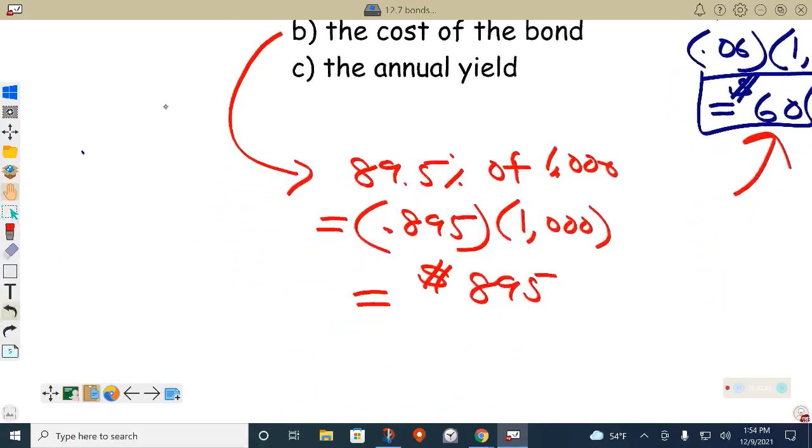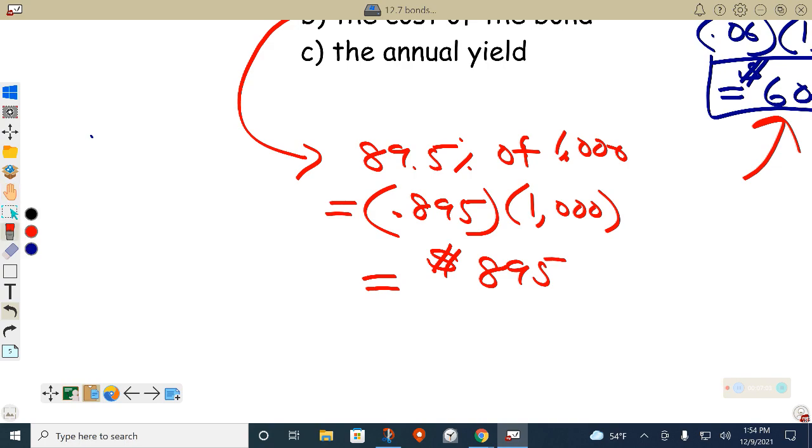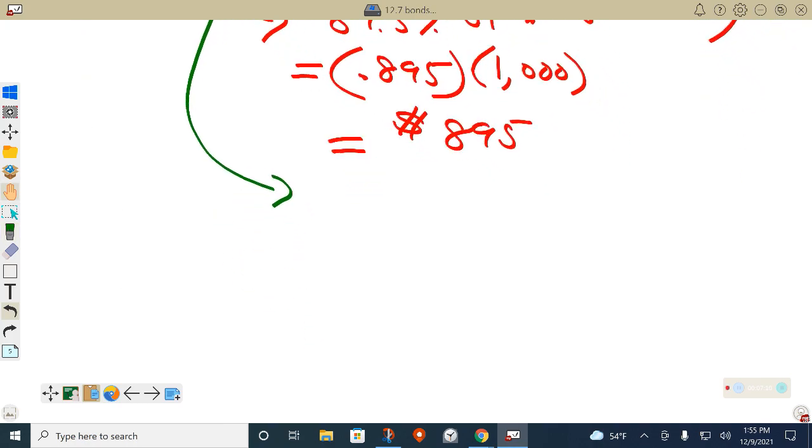Let's do the annual yield now, here we go. I'm gonna do the annual yield in green. We're taking notes right now, right, Starks? You with me? Mm-hmm. Rojo?